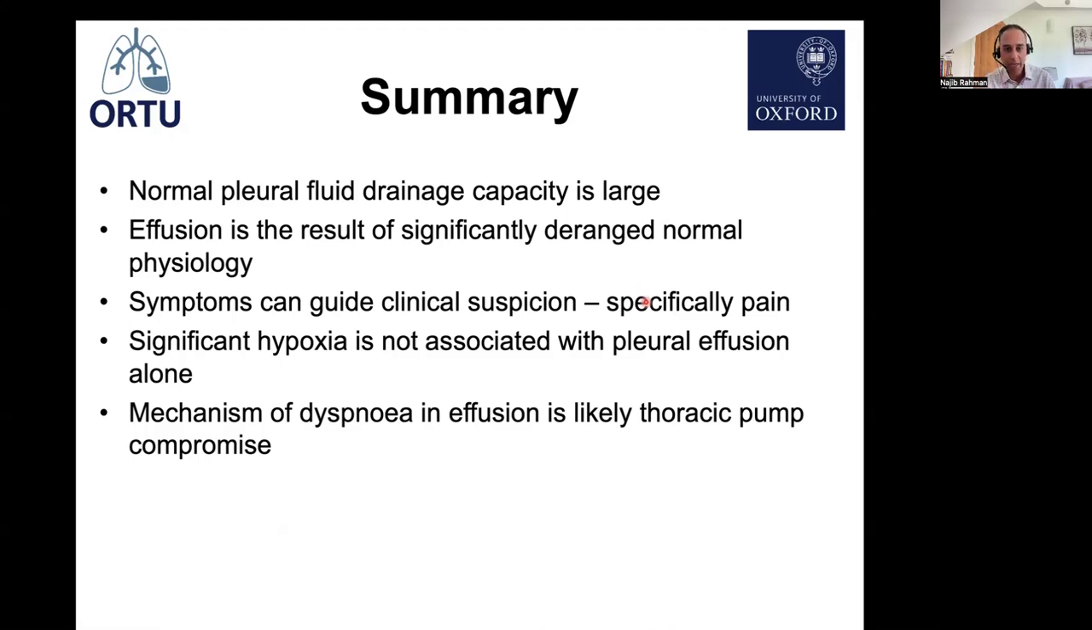And then finally, the mechanism of dyspnea is because of thoracic compromise. And this means that when patients present with very large effusions, all we need to do is to decompress that extra positive pleural pressure rather than draining them to dryness.